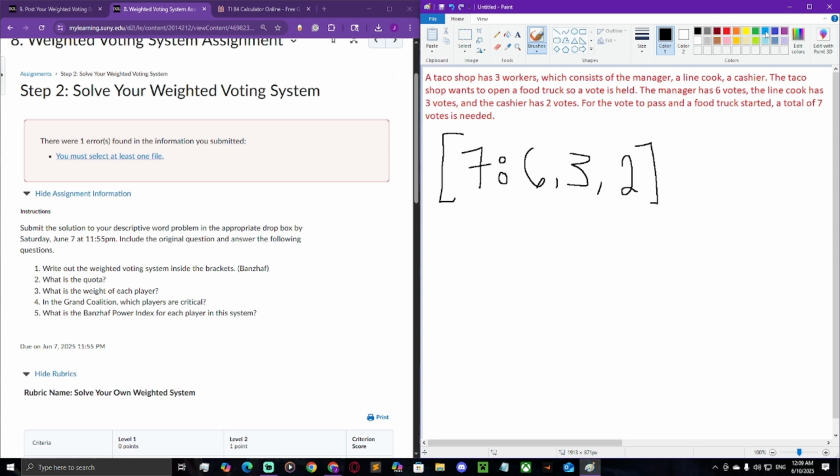Next up, what is the quota? We already answered that. The quota is 7. What is the weight of each player? Now this is a bit more tricky. In order to do this, you need to calculate the number of coalitions, and then from those, figure out which ones are winning coalitions. There's a formula you can use: 2 to the power of n, n being the number of players. We have 1, 2, 3 players, minus 1. The minus 1 removes all of the empty groups, which we do not want.